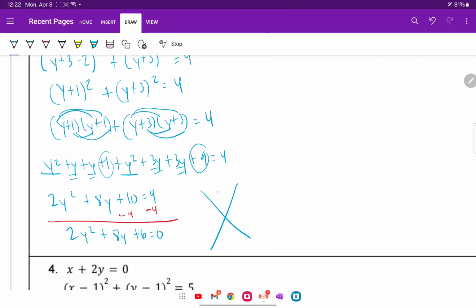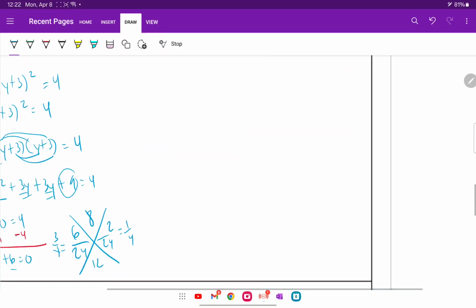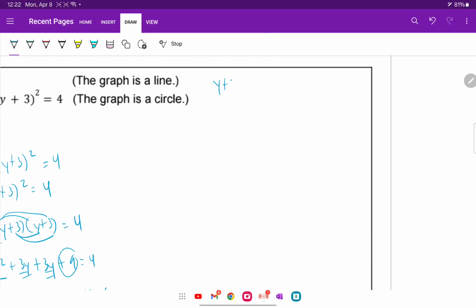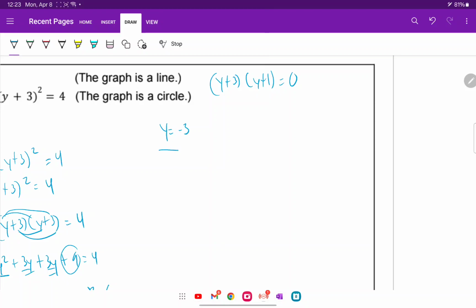X method. 8 on top, dividing by 2y. And then a times c is 12. So my factors would be, let's see, 6 times 2. This becomes 1 over y, 3 over y. So we do come up with y plus 3 and y plus 1. If we set each of those equal to 0, we get y equals negative 3 and y equals negative 1.